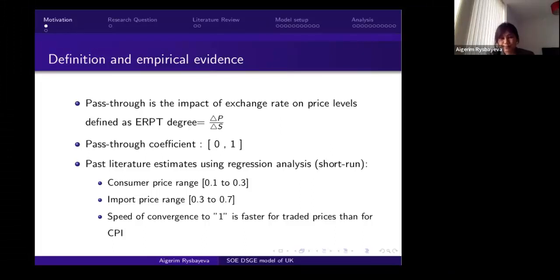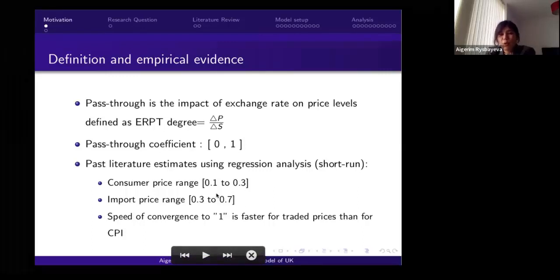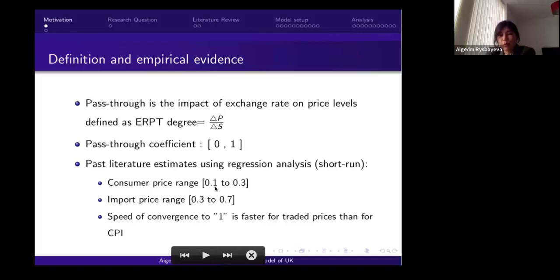because of menu costs. The past literature estimates the pass-through to be usually between 0.1 and 0.7 or 0.8, rarely over that degree. So what does 0.1 mean? It means if we change the exchange rate by 1%, the price level is going to change by 0.1%. So it's quite small.